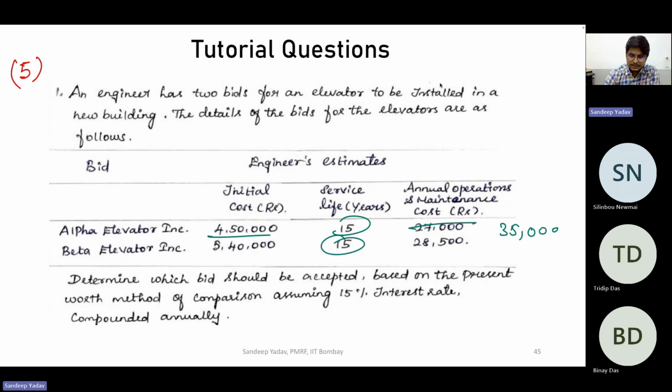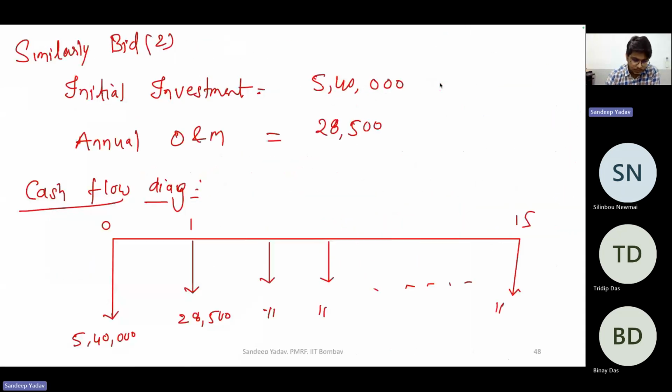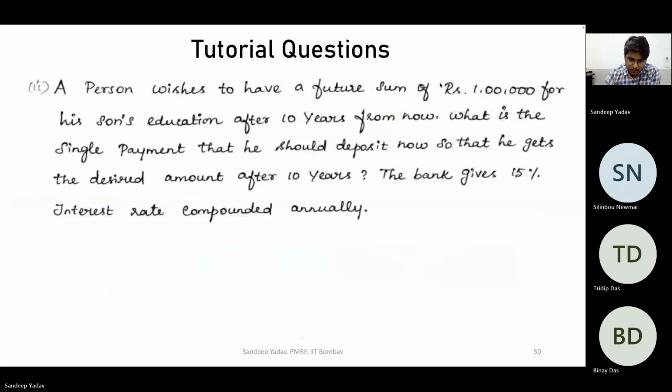Then you will see the drastic change, and you can find the beta elevators will be maybe a more feasible option for us, because right now both the things are the same. So you can try it yourself and calculate in a similar way. That will give you more insights about this. So I hope this is clear.